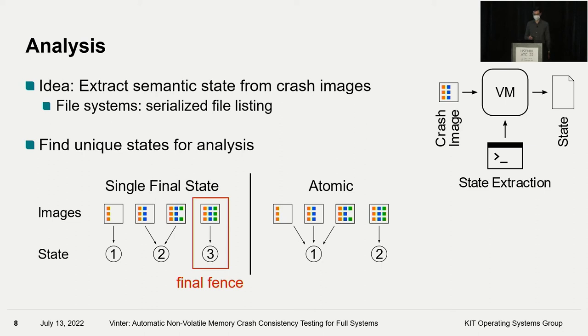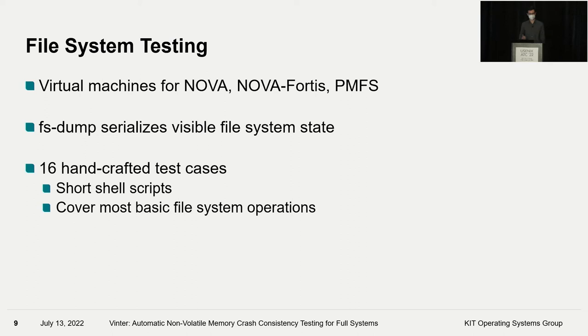So how do we apply Vinter now to test file systems? We created three virtual machines that included kernels with Nova, Nova Fortis, and PMFS. And we wrote a state extraction program that we called FSDump that serializes the virtual file system state, including all metadata of files and their contents, to a JSON file. We wrote 16 test cases, which are all short shell scripts, that were chosen to cover most basic file system operations.